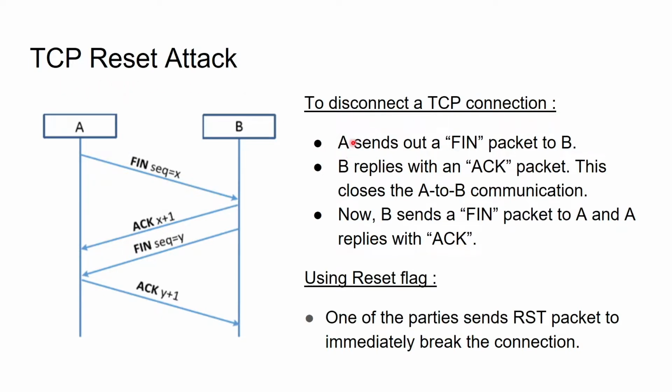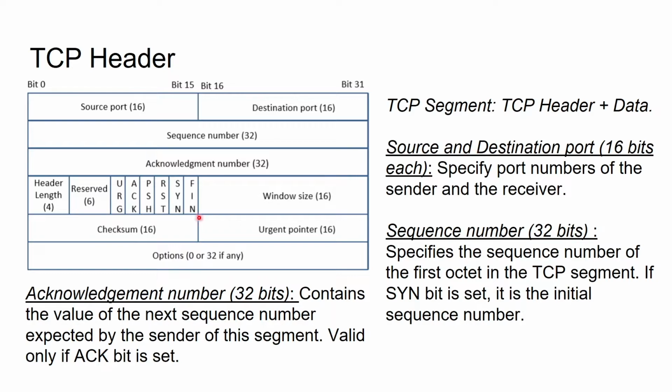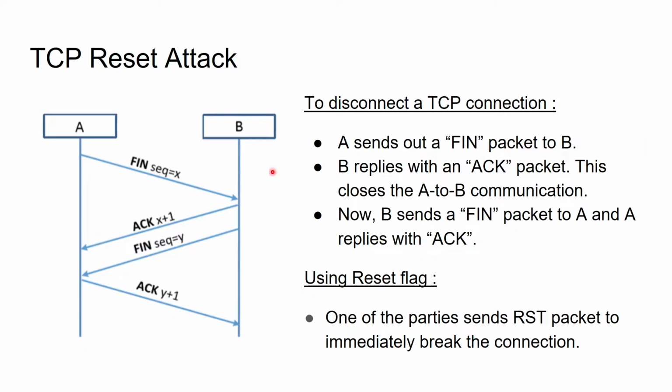Let's review how to disconnect a TCP connection. For example, from A to B we have a TCP connection. If A sends out a FIN packet to B, that is, when the FIN bit is set to 1, this packet is called a FIN packet. After receiving the FIN packet, B will reply with an ACK packet. After that, A is not able to send data to B.